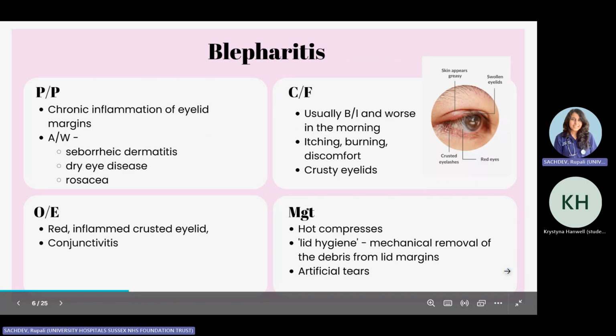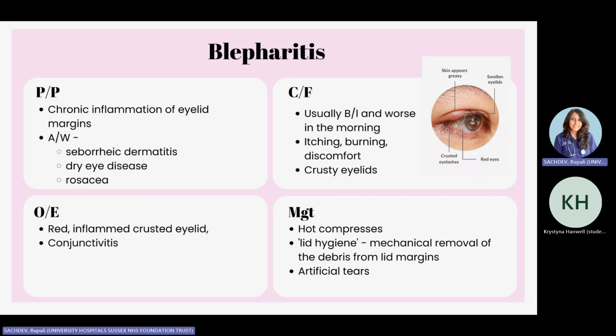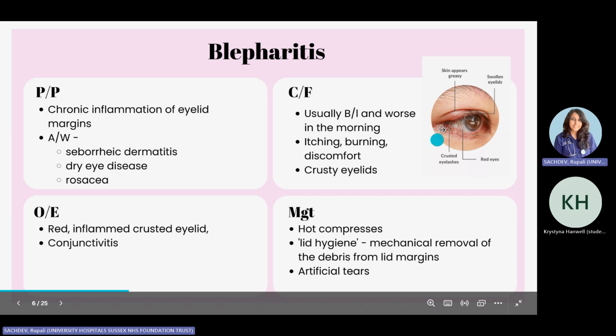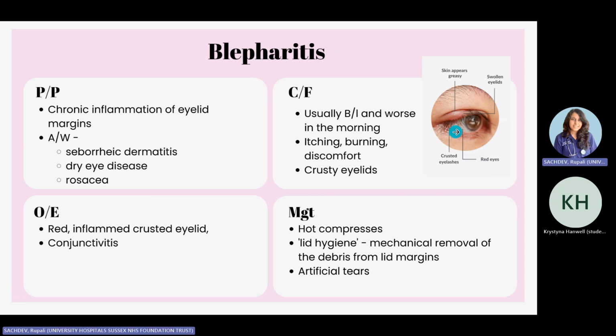The next one is blepharitis. So this is a chronic inflammation of the margins of your eyelids. It's associated with a couple of conditions, which are seborrheic dermatitis, dry eye disease, which is Sicca, and rosacea. In terms of clinical features, it's bilateral, and it's worse in the morning. They're going to have some itchiness, a burning, gritty sensation, and crusty eyelids. As you can see in the picture, there are swollen eyelids here, a bit crusty. They've got a little bit of a red eye, and their skin is a little greasy looking.